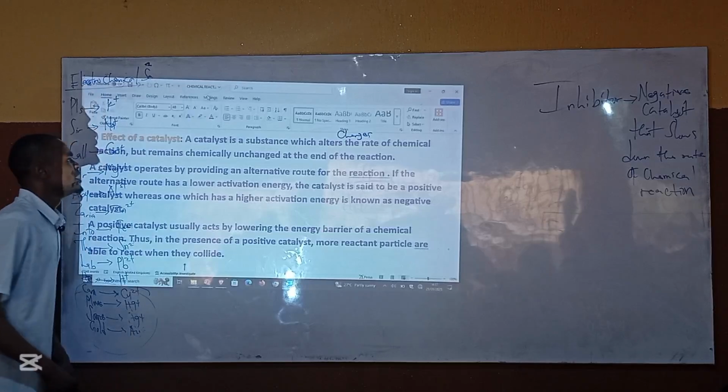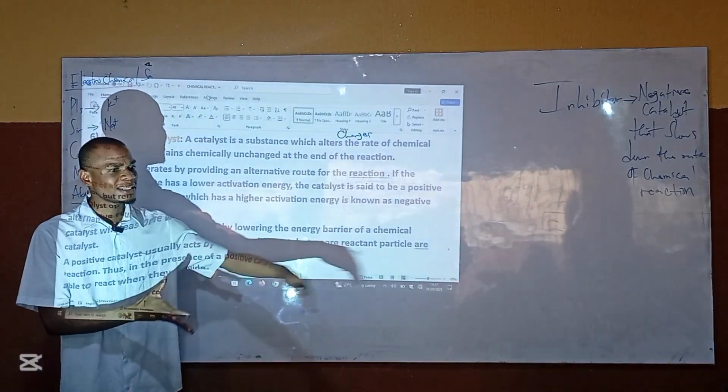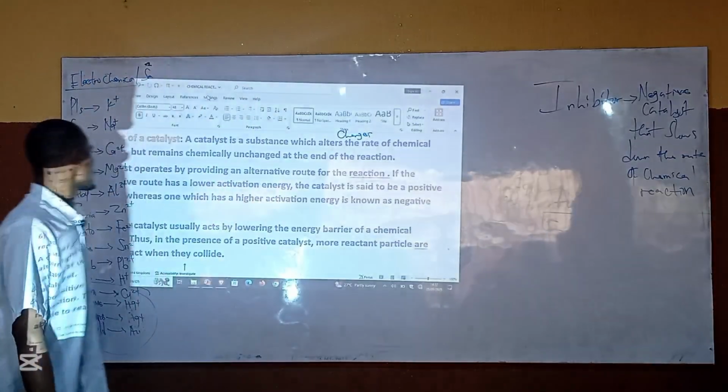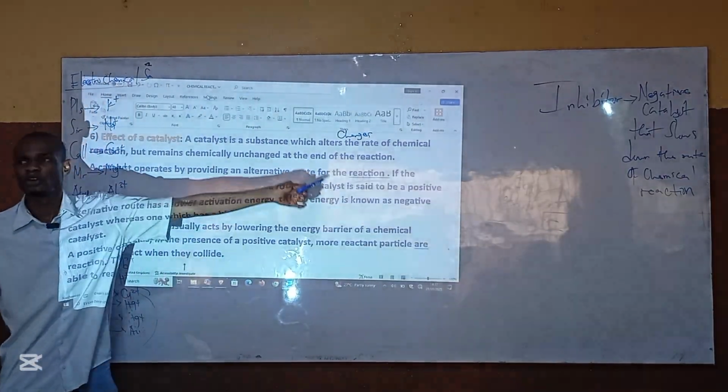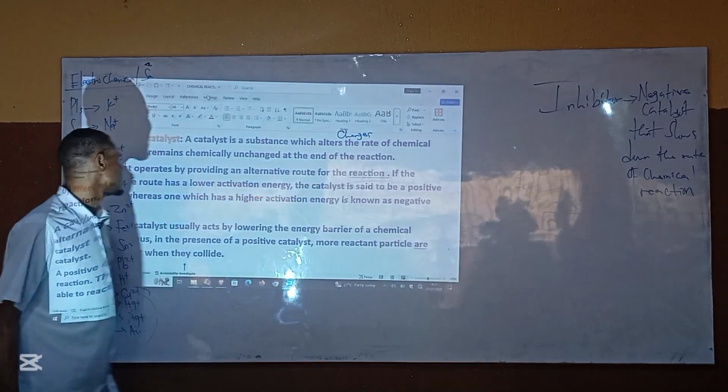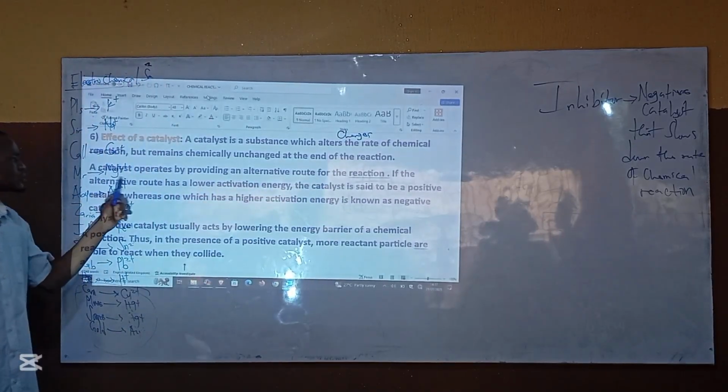Now let's look at it now. Positive catalyst is what? It speeds up the rate of chemical reaction. A catalyst is a substance which what? Alters the rate of chemical reaction and remains chemically unchanged at the end of the reaction.